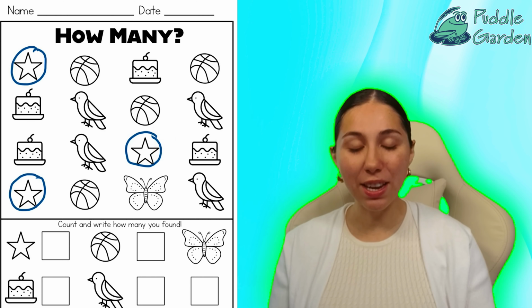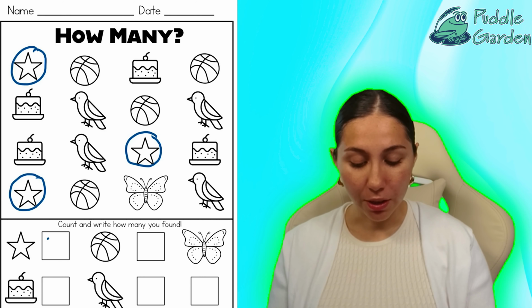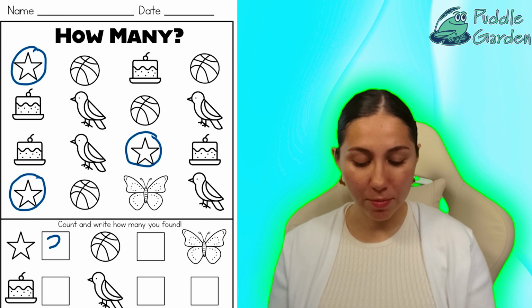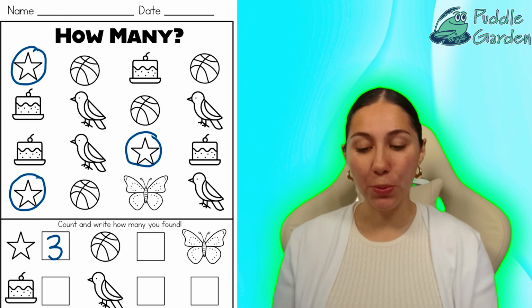So we're going to come down here and we're going to write how many we found. So we're going to curve on down, come to the middle, curve around, and that's our 3.